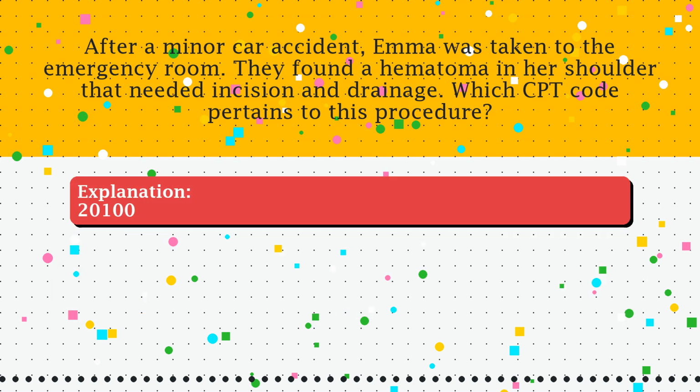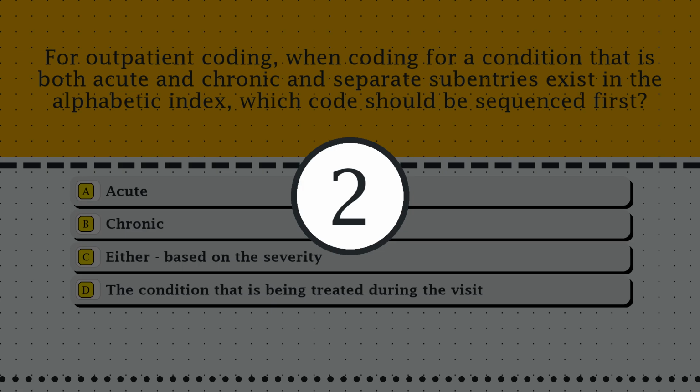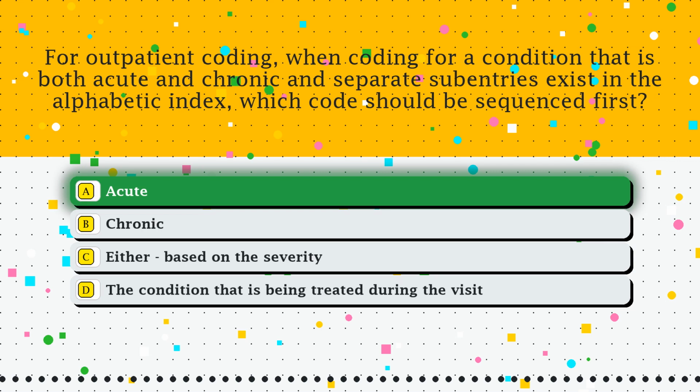Question 250. For outpatient coding, when coding for a condition that is both acute and chronic and separate subentries exist in the alphabetic index, which code should be sequenced first? Option A, acute. Option B, chronic. Option C, either, based on the severity. Option D, the condition that is being treated during the visit. The correct answer is option A, acute.